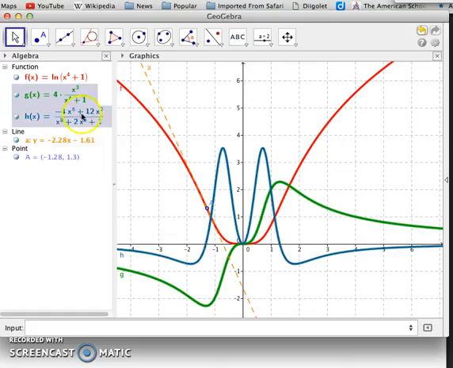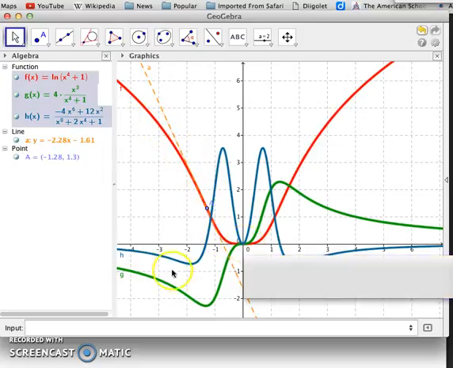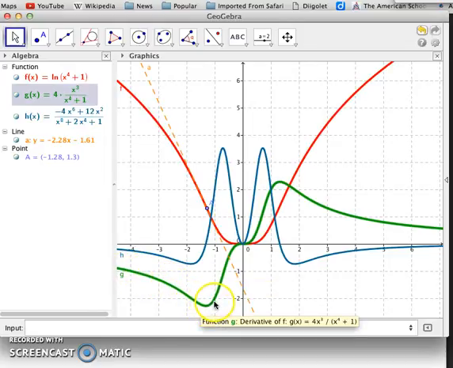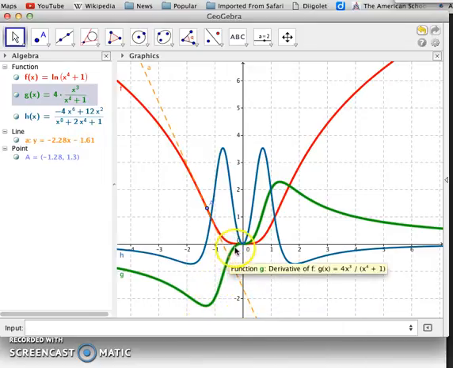Again, it looks really crazy. The red is our main function. The green is our first derivative. The first derivative gives us the slope function of the main function. So negative slope, negative slope, negative slope, negative slope, 0 slope. These are all negative slopes. The biggest negative slope, that's where my point of inflection occurs. Still negative slope, negative slope, negative slope.